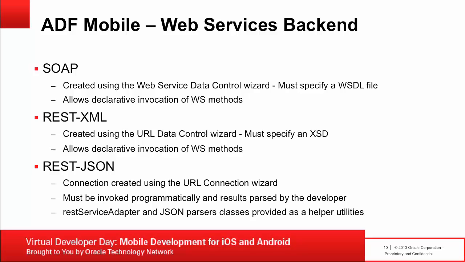Okay, let's take a look at different protocols supported for server data access. First is SOAP. SOAP is a popular web services protocol for enterprise web applications. You can consume SOAP web services using the Web Services Data Control Wizard, and you must specify a WSDL file while creating the web service. SOAP web services can be invoked declaratively. In other words, the application UI can directly invoke SOAP web services without requiring the developer to write any code. However, the developer can still access SOAP web services in Java using the ADF Mobile Java Data Control APIs.